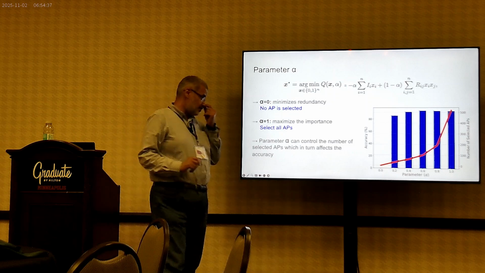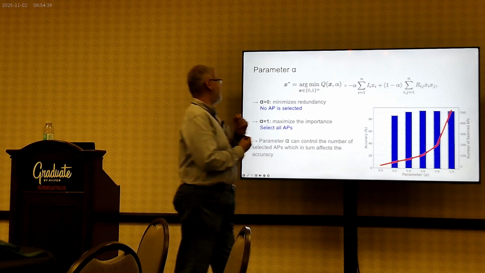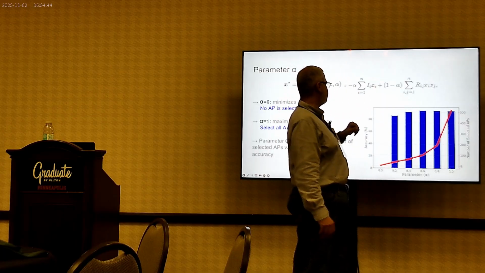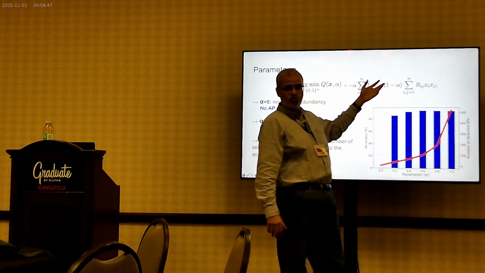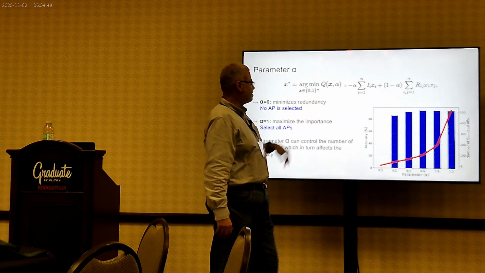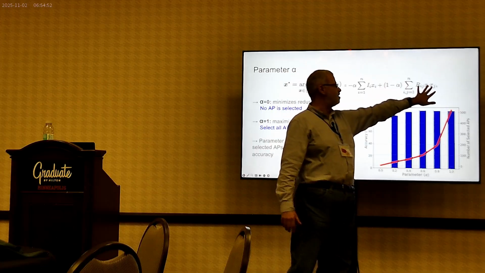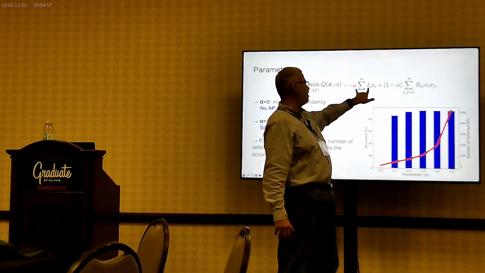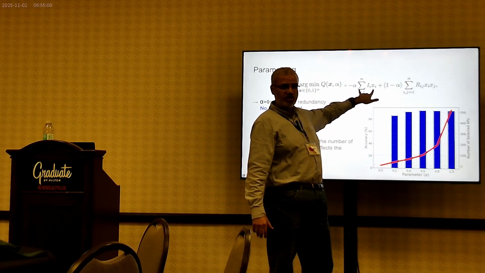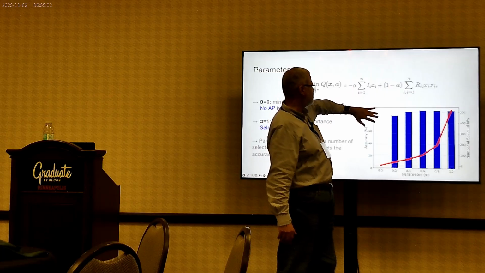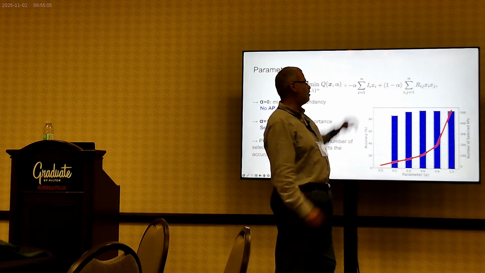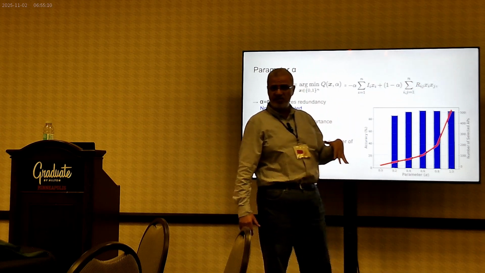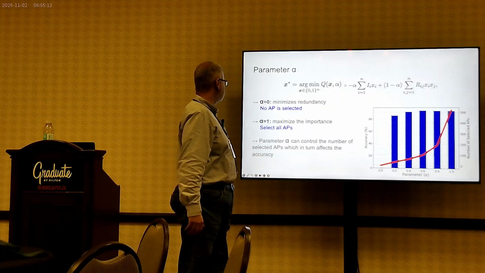So actually, these are some results. This is our objective function. This is the quadratic term, and this is the linear term. And alpha is a hyperparameter that we choose. Basically, if alpha is equal to 0, we are maximizing the importance, minimizing redundancy. If alpha is equal to 1, we are interested more in the importance of the access points. So if alpha is equal to 1, we will select all access points because we think about importance. If the other way around, we will not select any access points to minimize the redundancy between the access points.